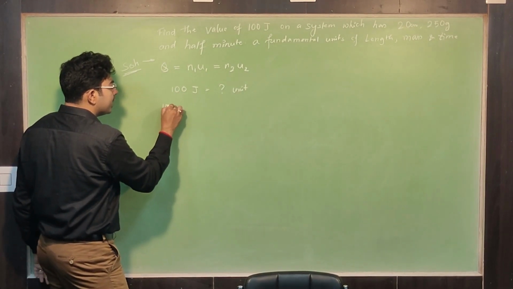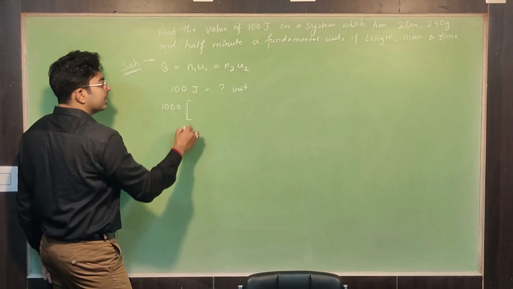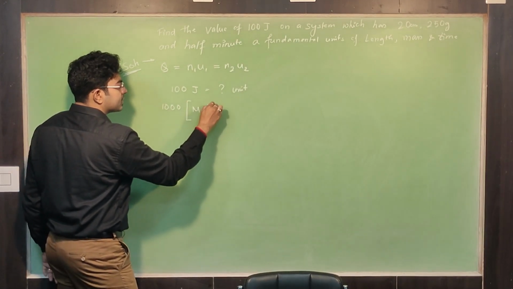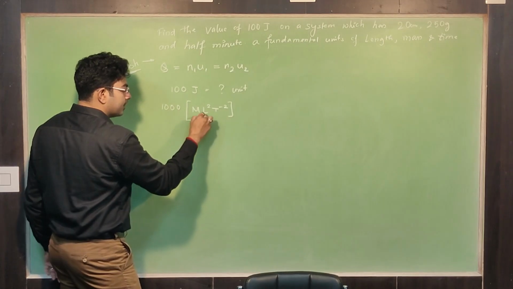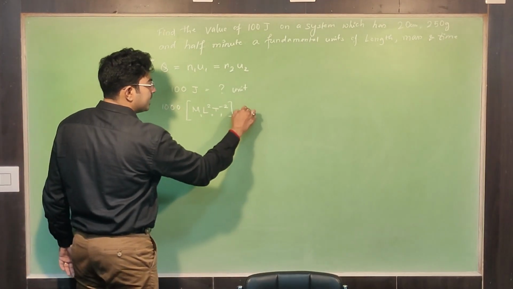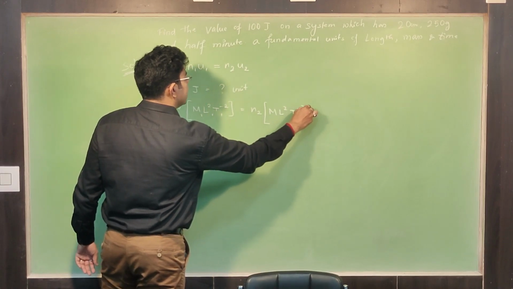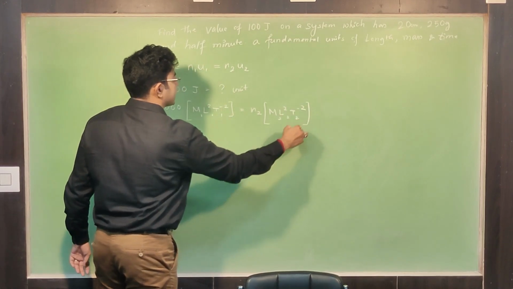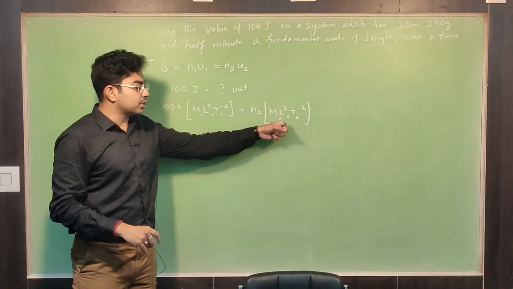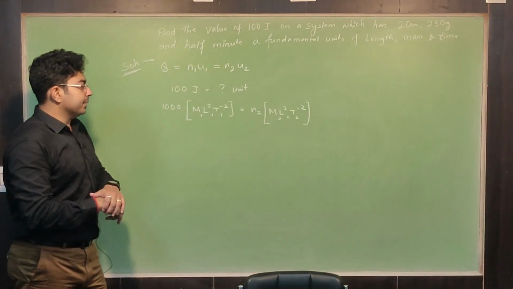So 100, this is M L squared T to the power minus 2, that is equal to N2. This is M L squared T to the power minus 2, but this is like this, M2 L2 T2. Got it?